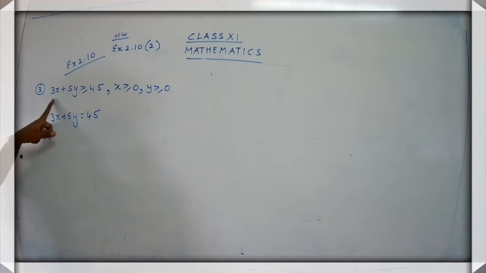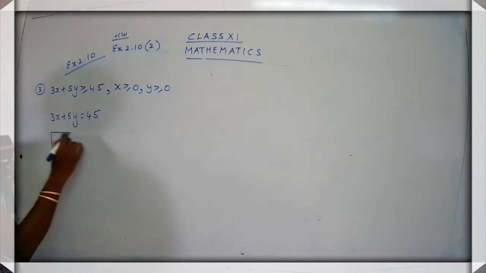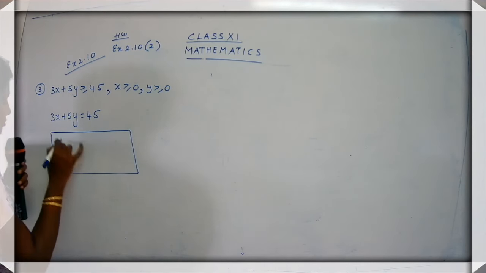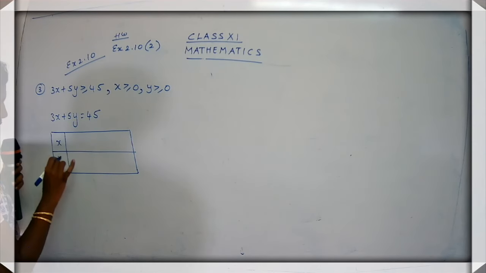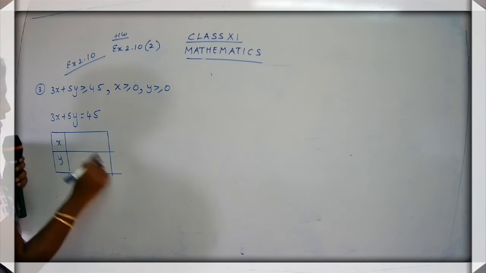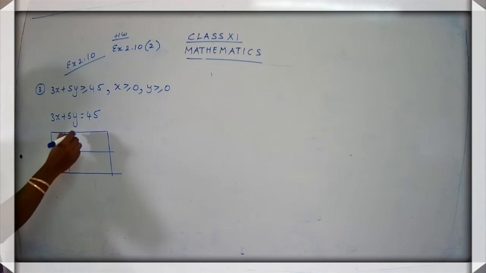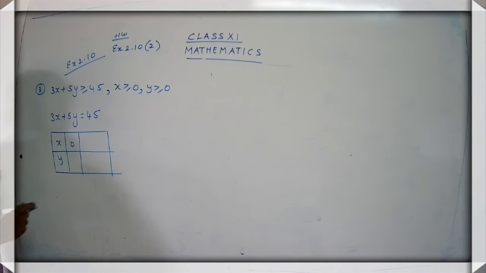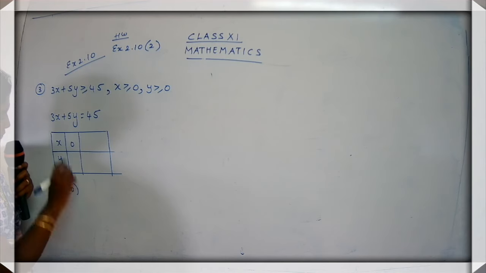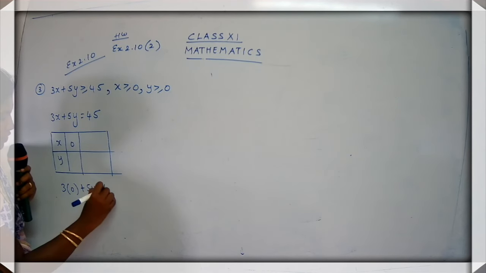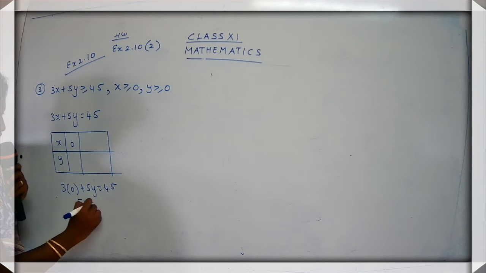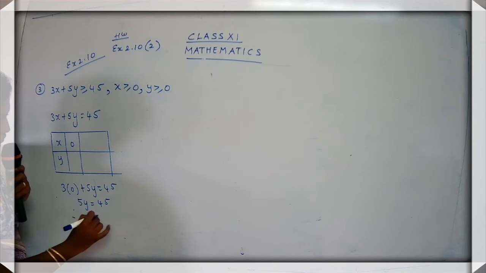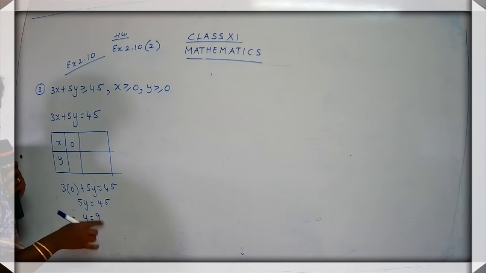Okay. So 3x plus 5y greater than or equal to 45. X is greater than or equal to 0. Y is greater than or equal to 0. So I am going to take the first inequality and I am going to draw a table for it. So I'll put here x, y. Let me fill the values for it. If I put x is equal to 0, what I get? 3 into 0 plus 5y is equal to 45. So 5y is equal to 45. Therefore y is equal to 9.